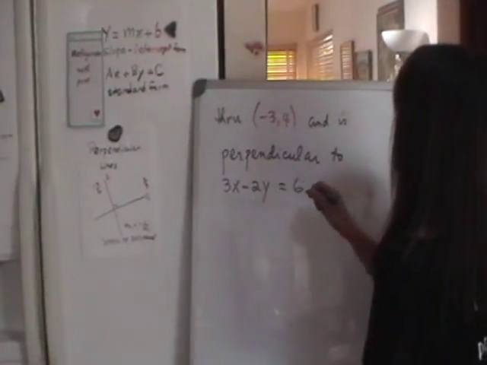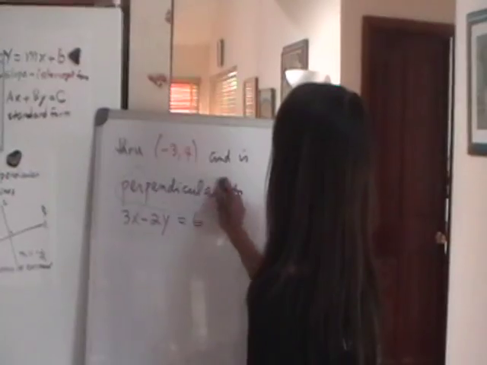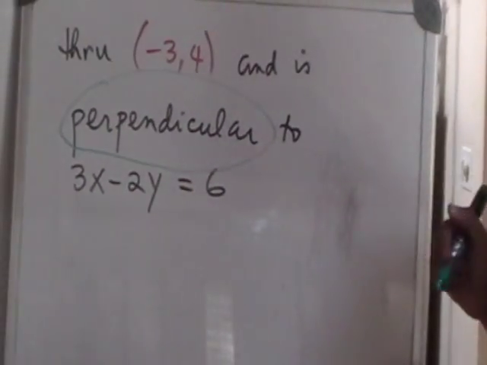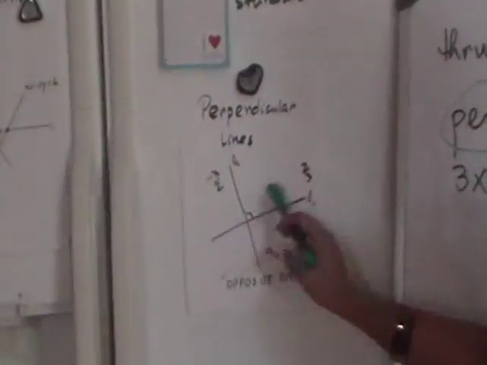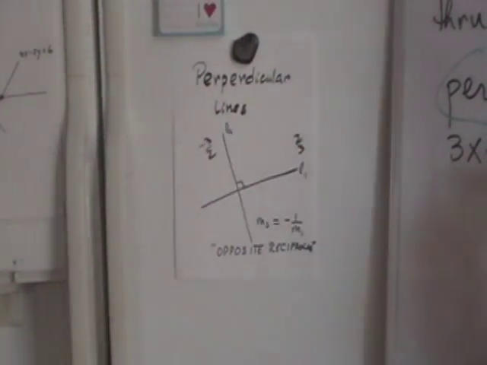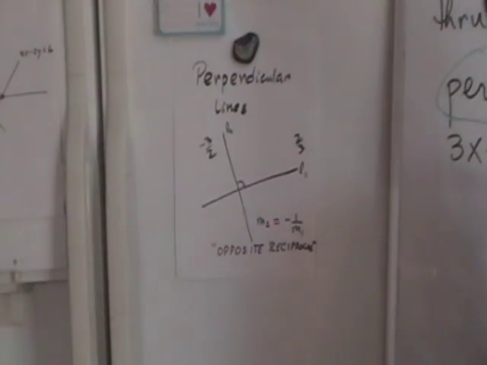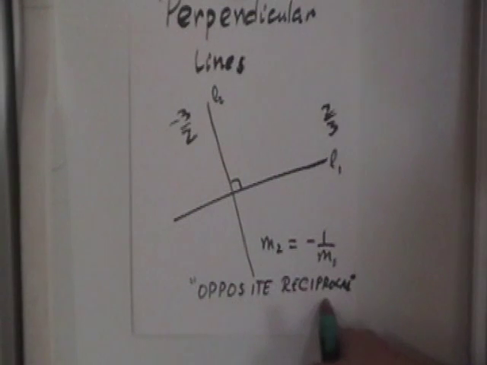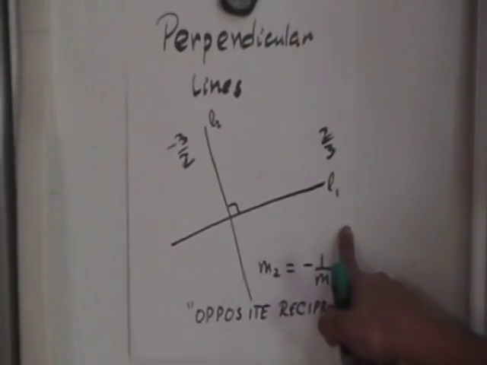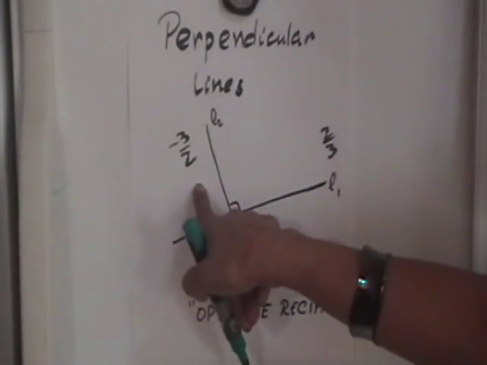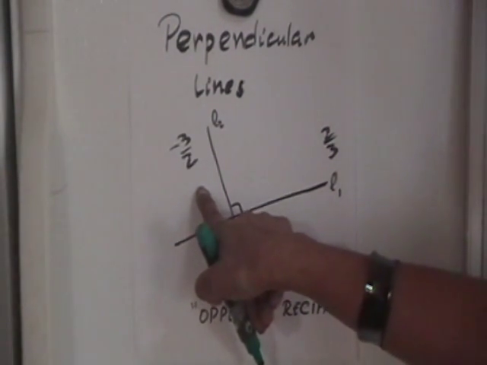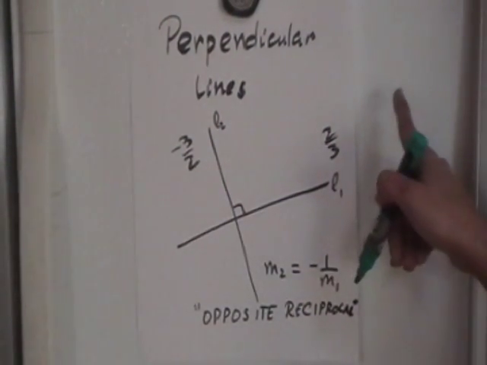It says that the line I'm looking for is perpendicular to this line. Okay, let's review what that means. What are perpendicular lines? Over here I have two perpendicular lines, line 1 and line 2. Recall that for perpendicular lines, the slope of one is the opposite reciprocal of the slope of the other. For instance, if this line has slope negative 3/2, the opposite reciprocal of negative 3/2 is positive 2/3.